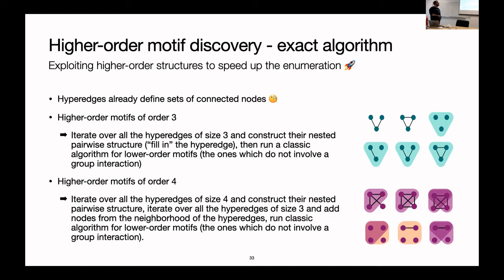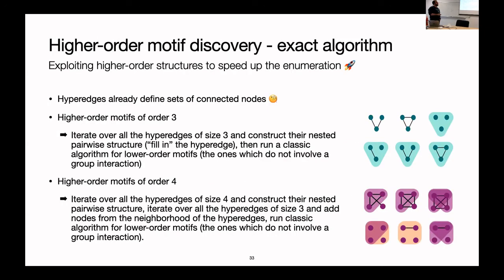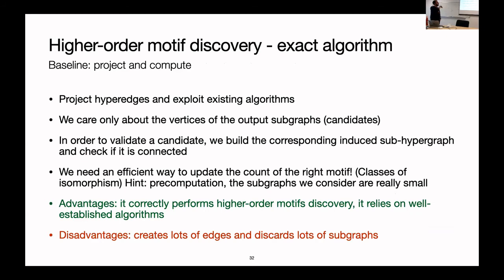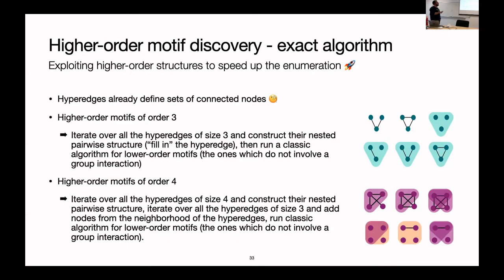Then of course we need to run again the classic algorithm for lower order motifs. So we cannot avoid that because they are just classic motifs. Of course, this saves a lot of time, right? Because we don't need to construct the projected hypergraph. We are way less agile. We do this clever thing of exploiting the nested structure of the hyperedges.